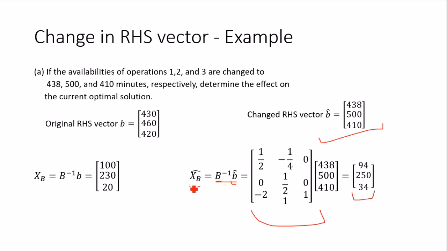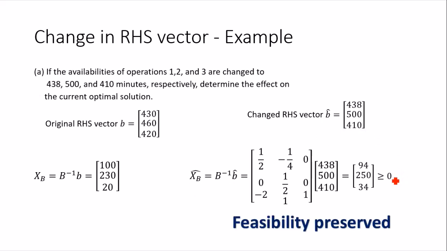So our new solution has been obtained, and since all these values are non-negative, the feasibility is preserved. That's the meaning of feasibility. The solution should satisfy the non-negativity conditions, because it is already satisfying the constraints, as it has been obtained from the simplex table. For feasibility, it should satisfy the non-negativity condition. So when you compute the new solution, if it remains non-negative, that means feasibility has not been disturbed, feasibility is preserved.